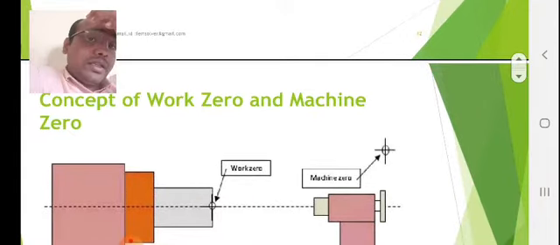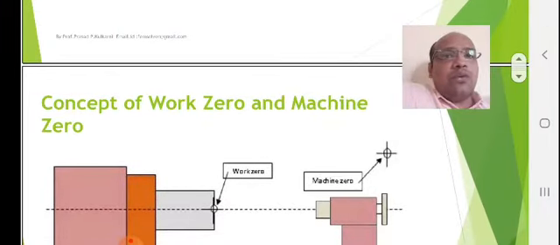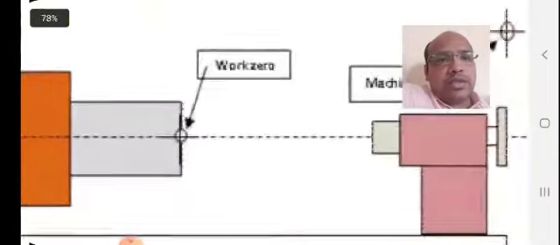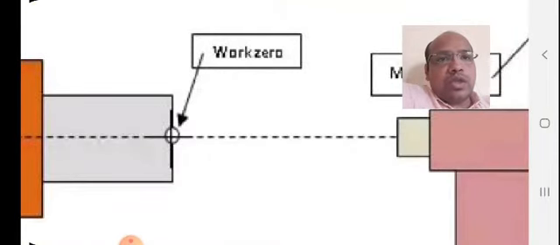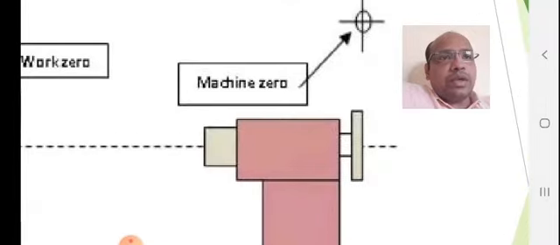Now let us see the next bit of this chapter. It is the concept of work zero and machine zero. Both are very important to write a part program in the machine. So this is a diagram of a lathe machine. Here you can see this diagram. Work 0 is shown and machine 0 is shown here.